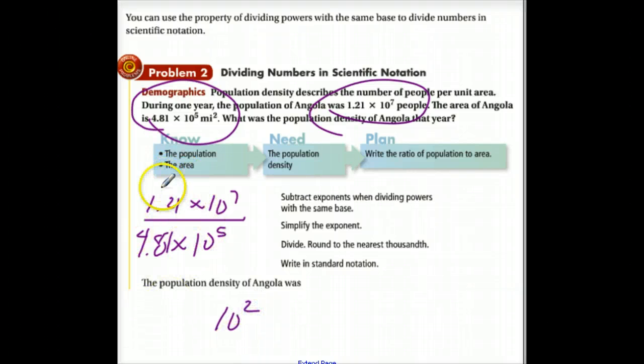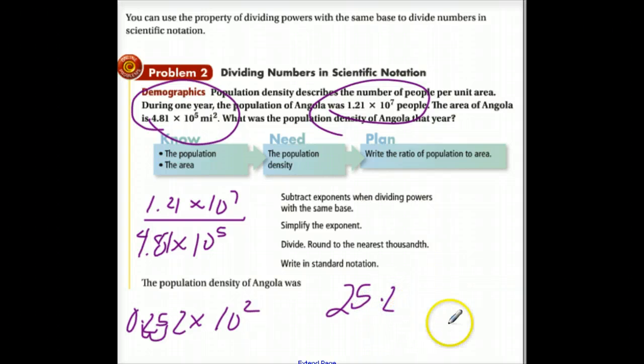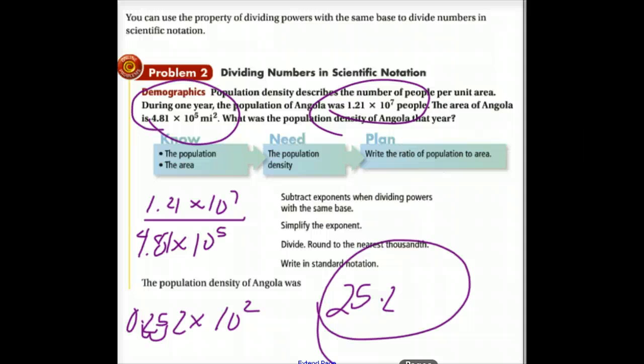Then I can just divide this part, 1.21 divided by 4.81, and I'm going to get 0.252 times 10 to the 2nd power. This isn't quite in scientific notation yet, but I'm going to write it in standard notation anyway, so I'm just going to move this 10 to the 2 means I'm moving 2 spots to the right. So 25.2 people per square mile would be the standard deviation. Or sorry, population density.